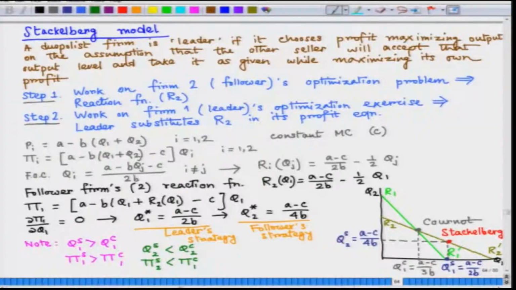So, with this we finish our discussion on the Stackelberg duopoly model. Next time we are going to study another type of oligopoly model which is known as the collusive oligopoly model. So, we will continue our discussion on the theory of oligopoly markets even in the next lecture.